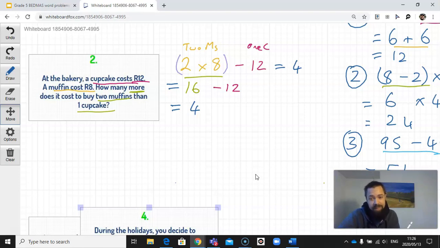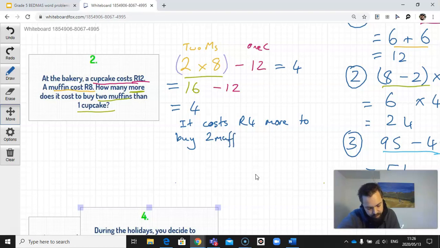And the final step, the one that is so important with word problems, is that we have to put it back into a sentence. It costs 4 Rand more to buy 2 muffins than 1 cupcake. Here we go.